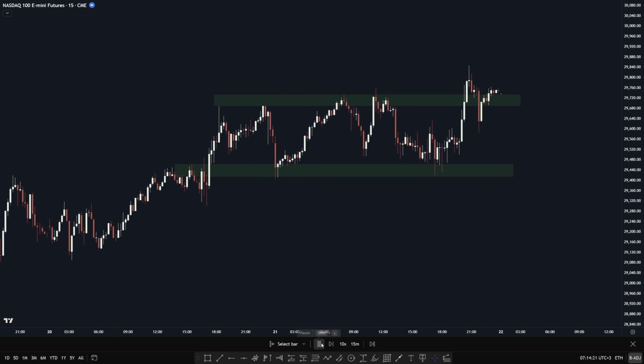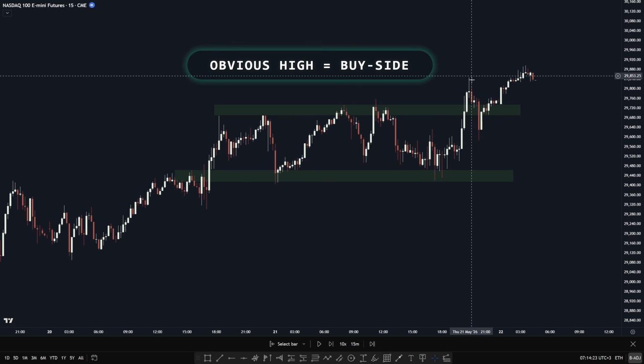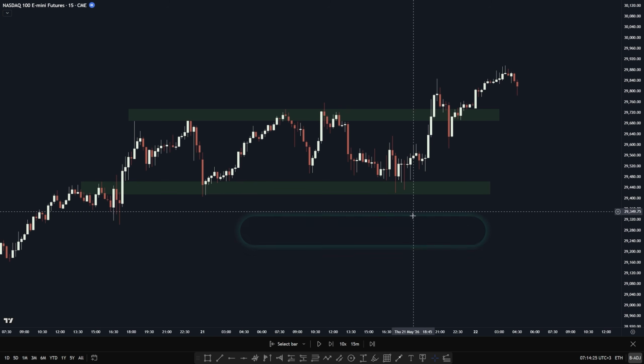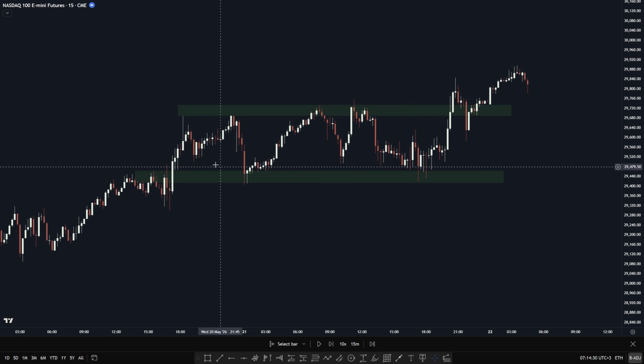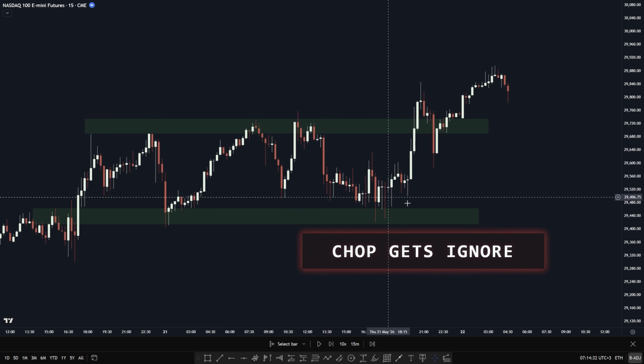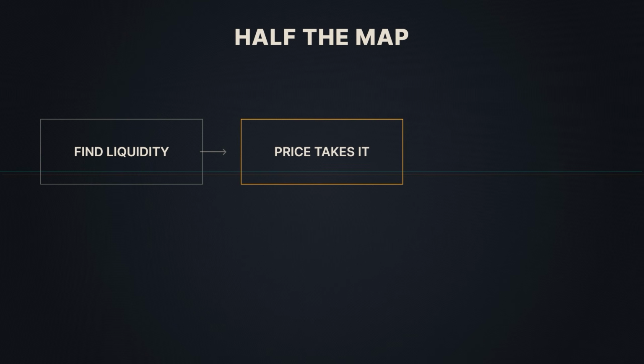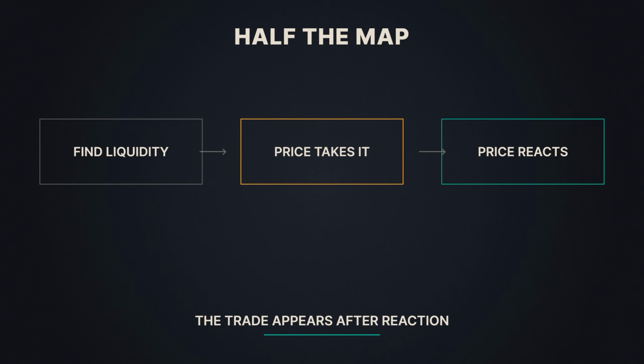So if a high is obvious, I expect buy-side liquidity above it. If a low is obvious, I expect sell-side liquidity below it. If the level is buried inside chop, I ignore it. But finding liquidity is only half the map. The trade appears after price takes it and reacts.